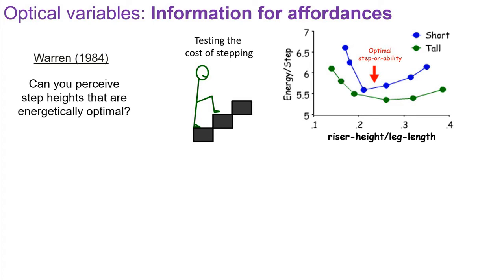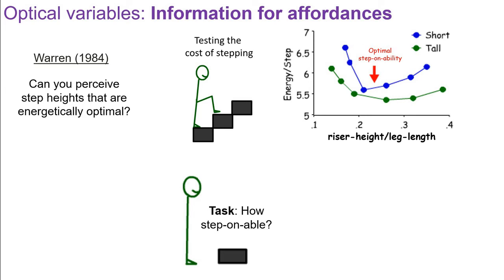These steps that were about 25% of participants' leg length were the most energetically optimal to step on. You should notice that the minima at about 25% is the same for both the short and the tall participants. This tells us that there's a particular ratio of step height to leg length that defines optimal step-on ability for both short and tall people. What we're seeing here then is the affordance of step-on ability.